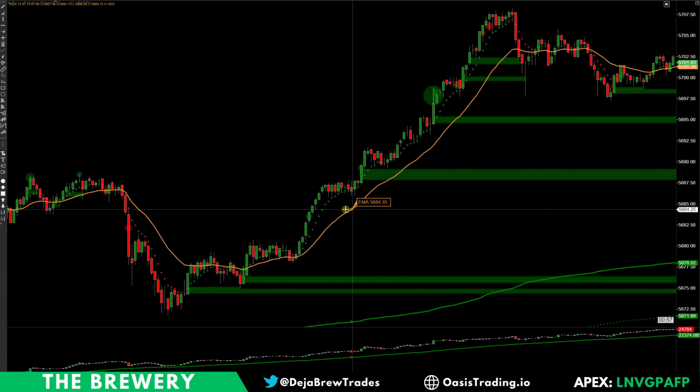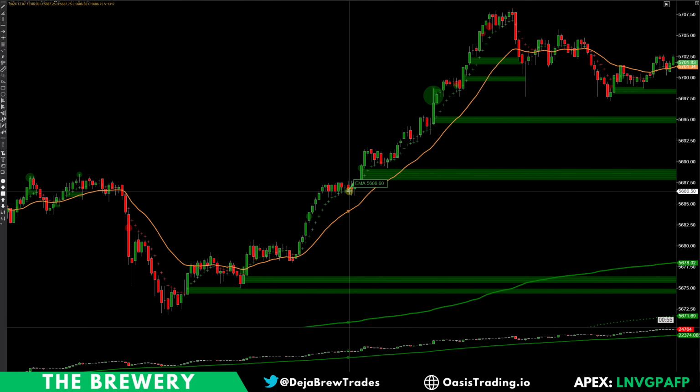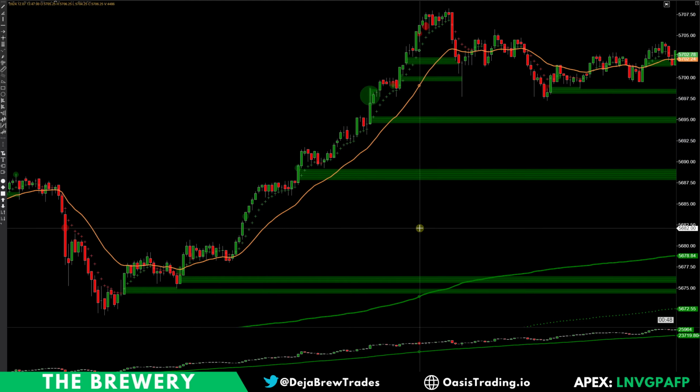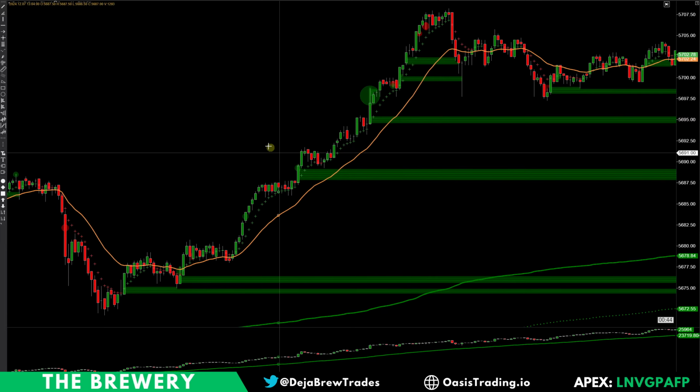As I said earlier, if they're constantly staying above or below the 80 EMA, then the aggressive traders are in control. If they're constantly pulling back to the 24, then the responsive traders, the pullback traders, are most likely in control.